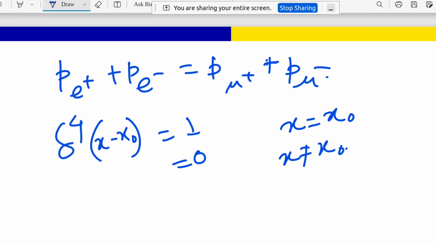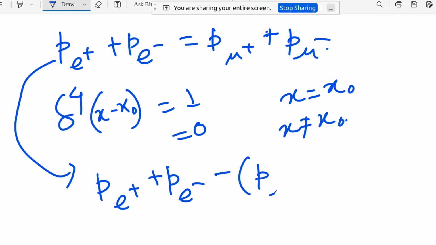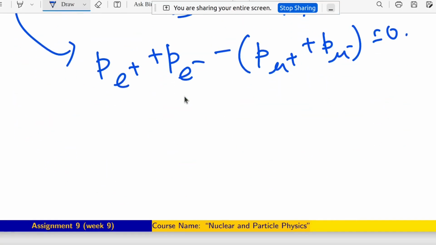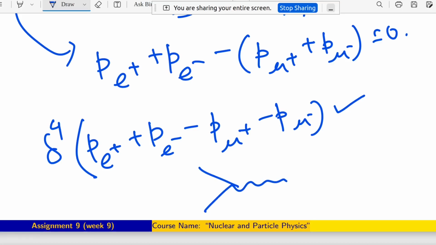Okay. So now you can see from that expression I can write one thing, that Pe+ plus Pe- minus Pμ+ plus Pμ- is 0, right? So if I write the delta function like Pe+ plus Pe- minus Pμ+ minus Pμ-, that will give the energy momentum conservation for the reaction e+ e- going to μ+ μ-.